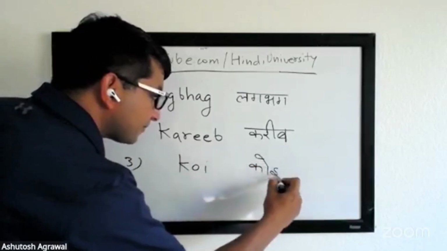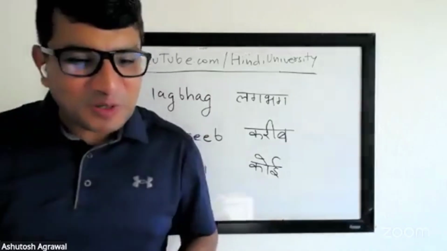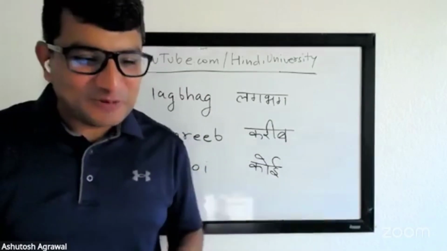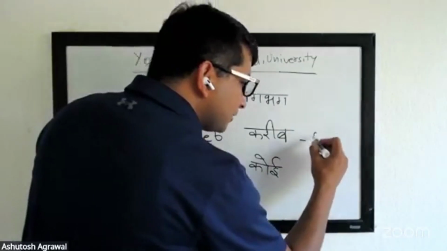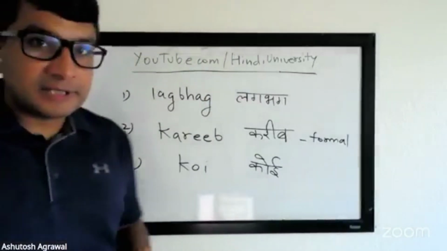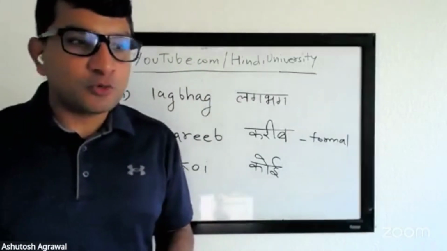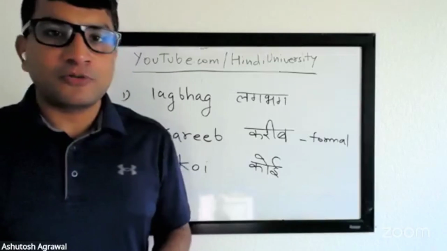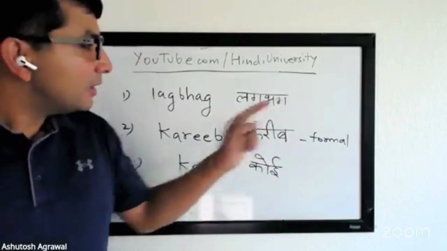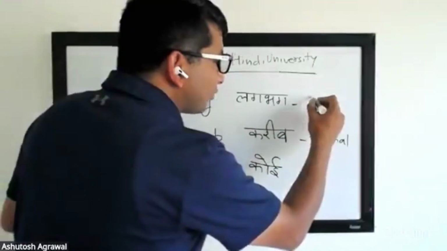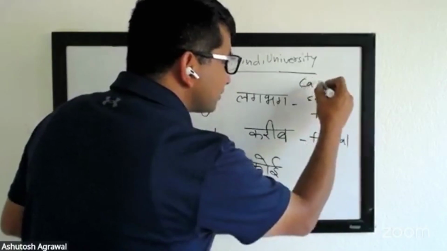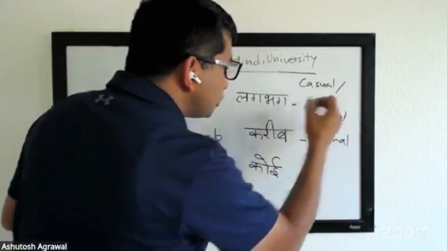Okay, koi. What do you think is the difference when all of them are being used? Hindi speakers, when you talk to them, use these three words interchangeably. If you want to be a bit more formal, you will use kareeb. Imagine if you want to write a news article, or if you're talking about weather reporting, you will end up using kareeb. It's a little bit semi-formal. When you're talking about lagbhag, or you want to have casual conversation, you will use lagbhag.